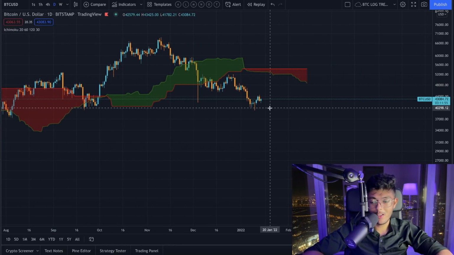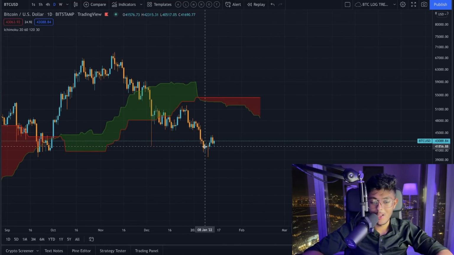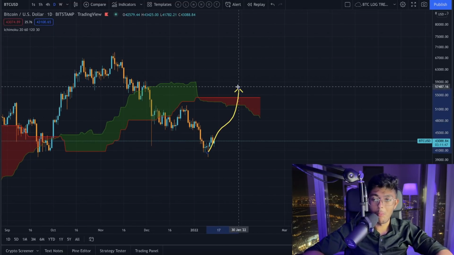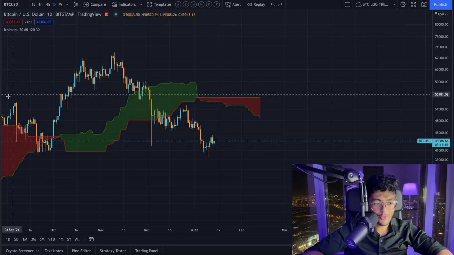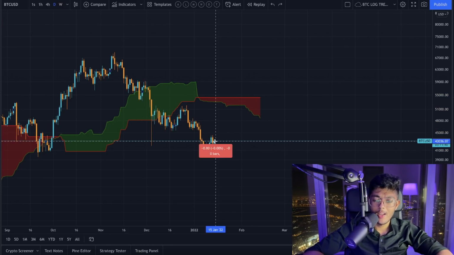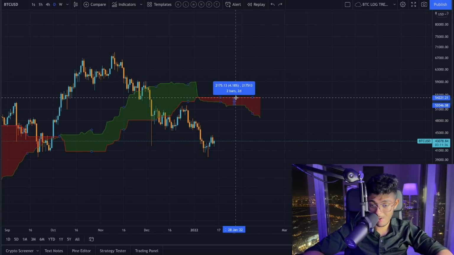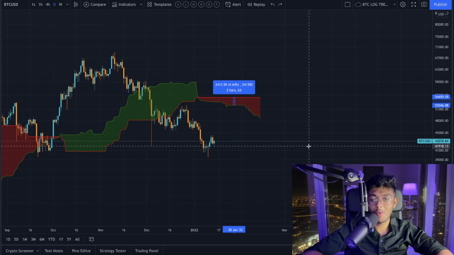Now here's the thing: this Ichimoku cloud that we're facing as resistance right now isn't very thick. If Bitcoin is able to challenge it by the end of this month, which gives it about 15 days, I'm filming this on the 15th of January 2022, that still means Bitcoin has to rise by about 20%, but its resistance cloud on the Ichimoku only spans 4%.